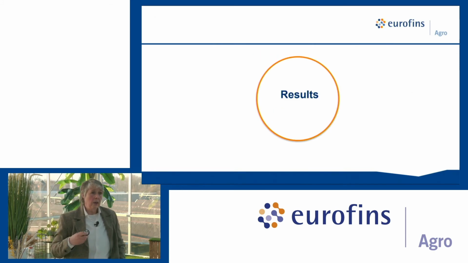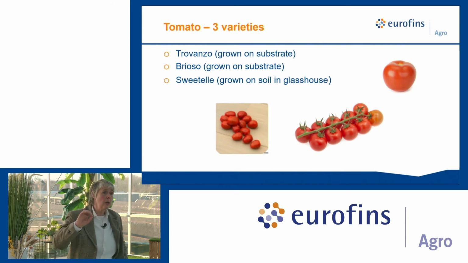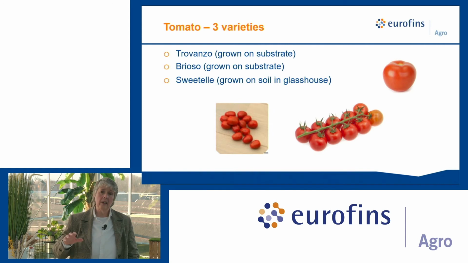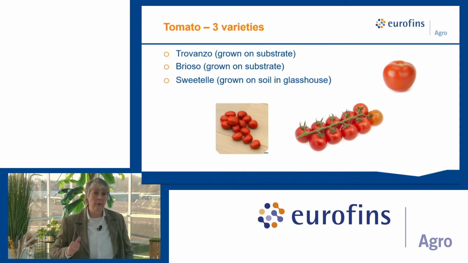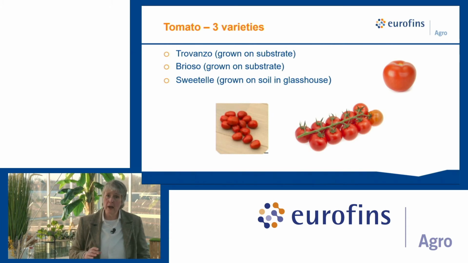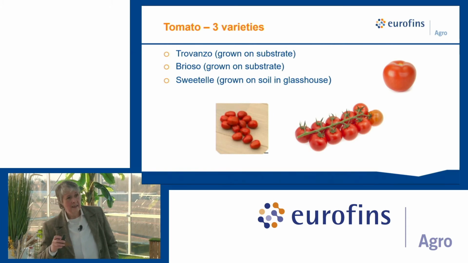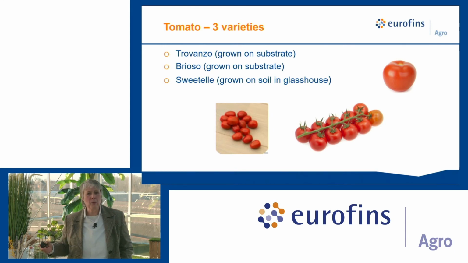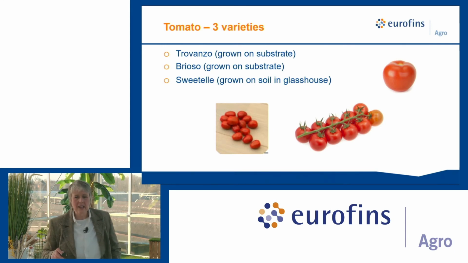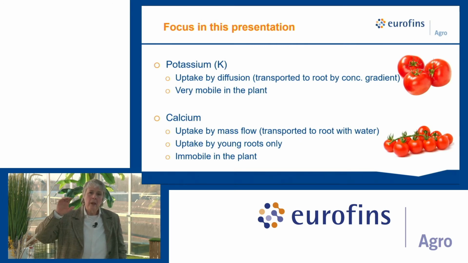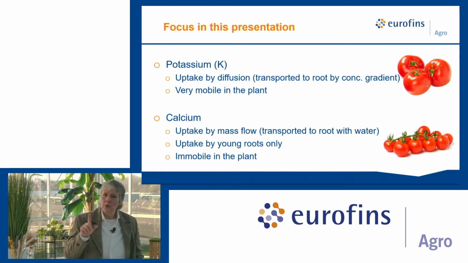So let's have a look at some results. And there's plenty of results, but I'm only going to tell you something about the tomatoes. And for the tomatoes, we had 3 varieties, the Trovanzo, the Brioso, and the Sweetel. 3 different tomatoes, and the good thing is, you cannot see in the data which one's which. So the variety itself is not that important for tomatoes, I must add.